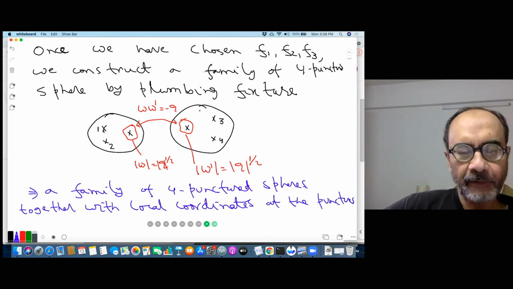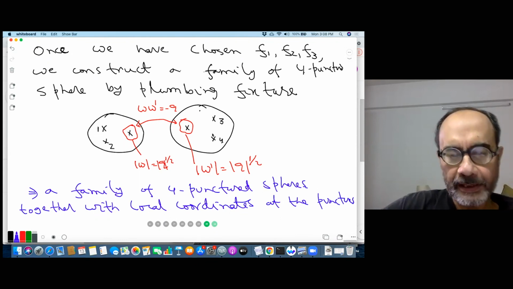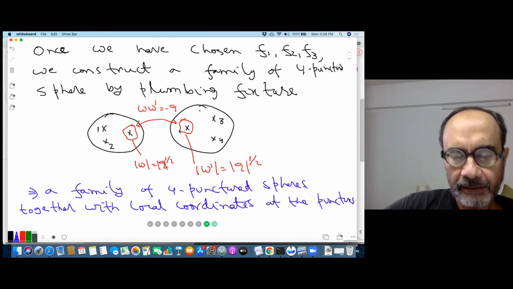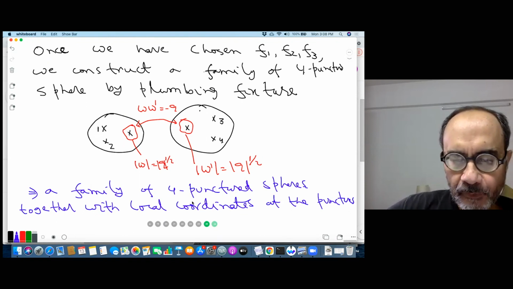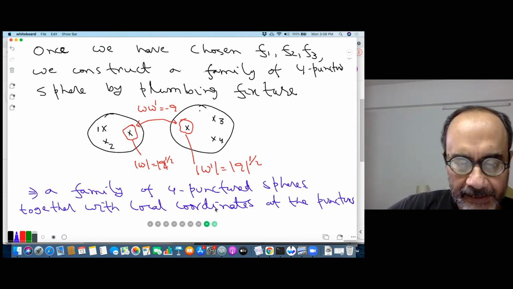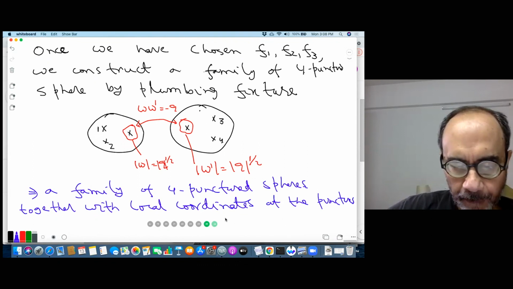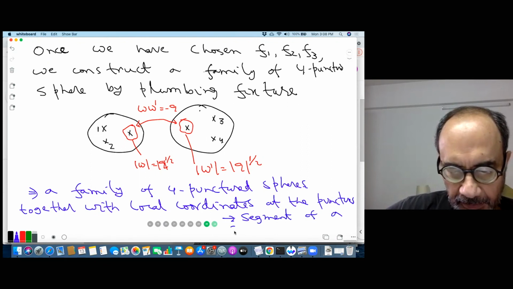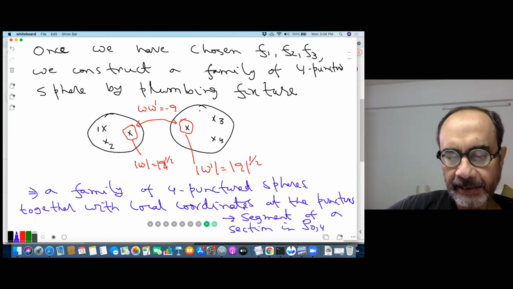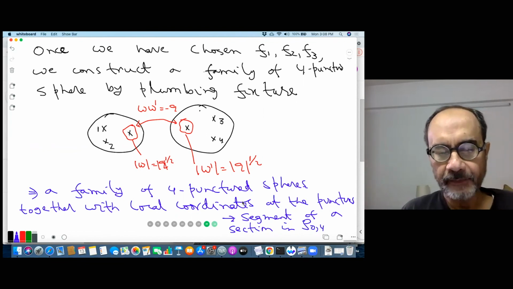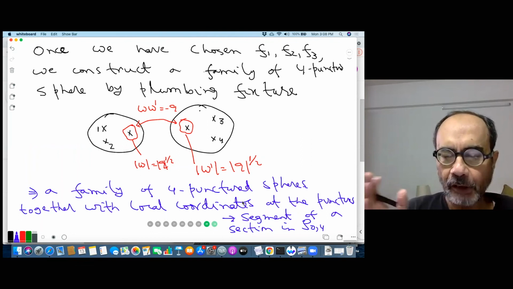Because already for the 3-punctured sphere, you have chosen local coordinates, right? So the same local coordinates you'll be using on the 4-punctured sphere. So this provides a family of 4-punctured spheres. So this you can think of as a section segment in P04. Because all the local coordinates are specified and you have a family of 4-punctured spheres, a 2-parameter family, that's exactly the dimension of M04.